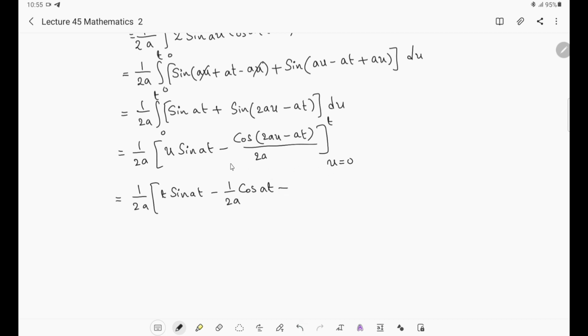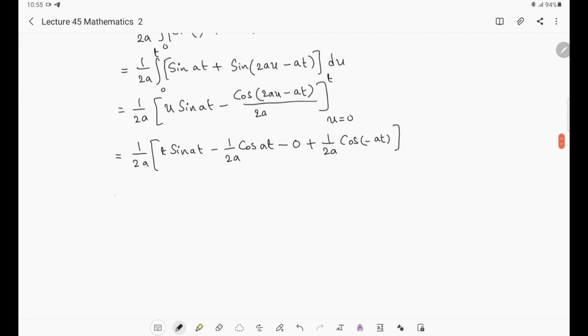When we substitute the lower limit, in place of u we have to substitute 0. So the first term will become 0. Then minus of this minus will become plus. Now 1 by 2a, in place of u put 0. So what we will get? Cos of 0 minus at, which is cos of minus at. So this is equal to 1 by 2a t sin at minus 1 by 2a cos at plus 1 by 2a.